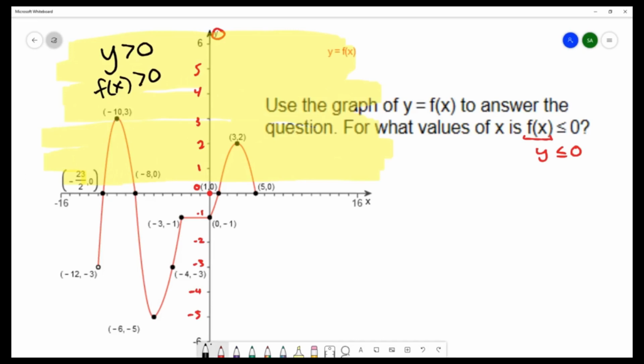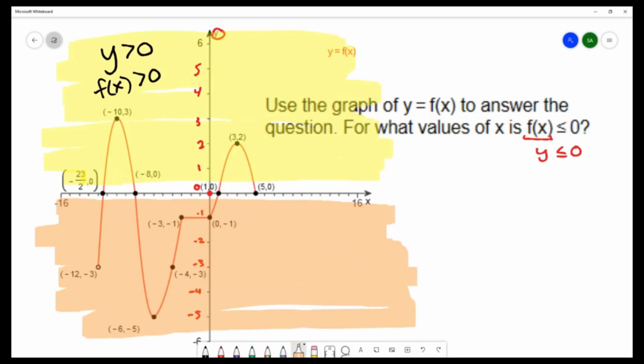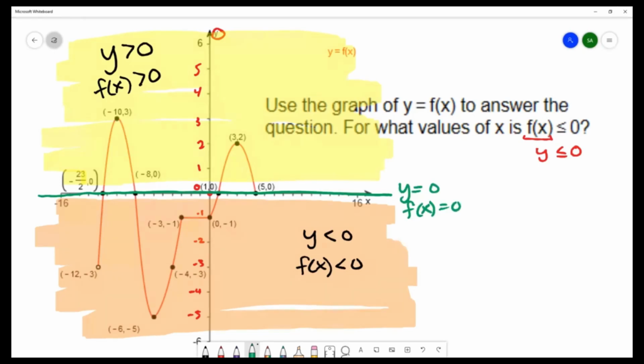We know that below the x-axis is where all the y values are negative. So y is less than 0. F of x is less than 0. And then right on top of the x-axis, that is when y equals 0, when f of x equals 0.